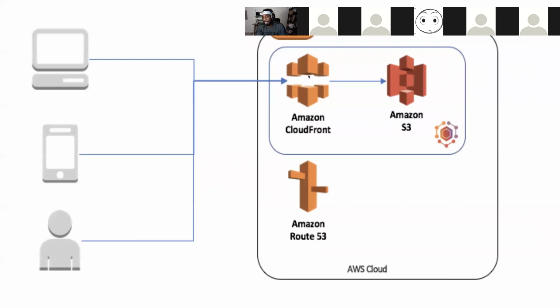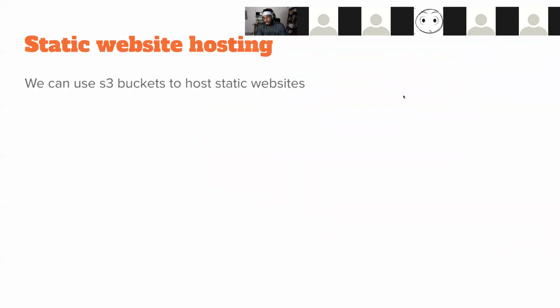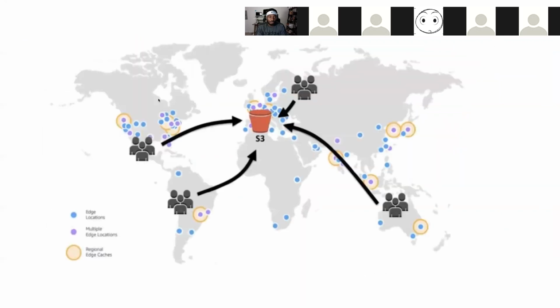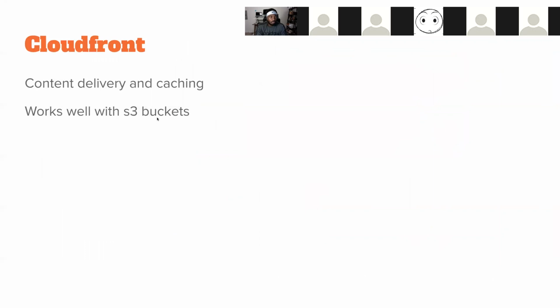So anyways, let's proceed. What we're going to talk about now is CloudFront. We have our S3. We have our static application already running in S3. So now we can talk about CloudFront. CloudFront is essentially a content delivery and caching service. I don't know if anyone has ever heard about Akamai or any of those services. CloudFront works well with S3, but it works almost seamlessly with any domain name.